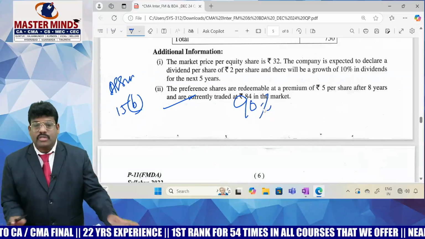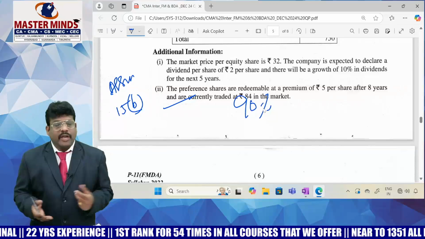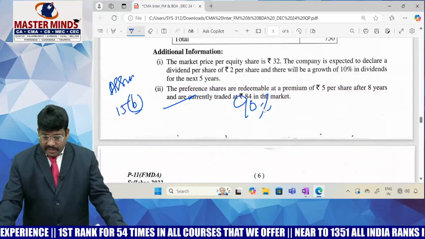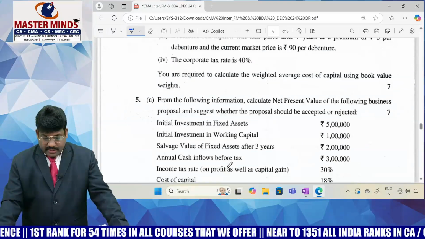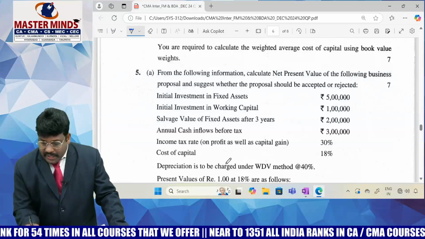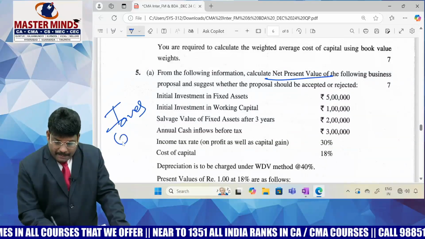Very, very easy question. First of all, you have to calculate the specific cost. Thereafter, you have to calculate weighted average cost of capital. Very, very easy problem, right? Coming to here, the question is, from the following information, net present value, NPV, they asked. That is nothing but investment decision or capital budgeting.